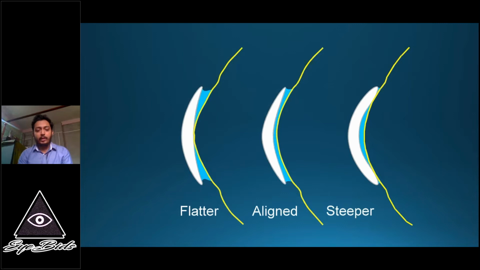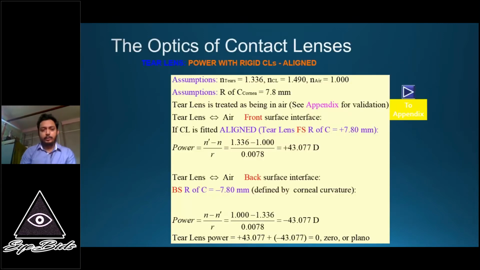If you are going for the flatter contact lens, the flatter fit where the center touch will be there, we can induce a little bit of minus, a concave lens. While if you are going for the steeper contact lens or steeper fit, then we can induce some plus. So it is very easy to understand.